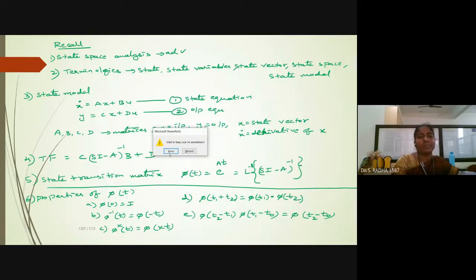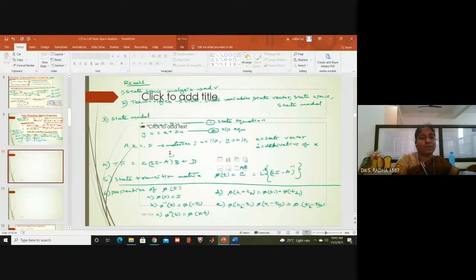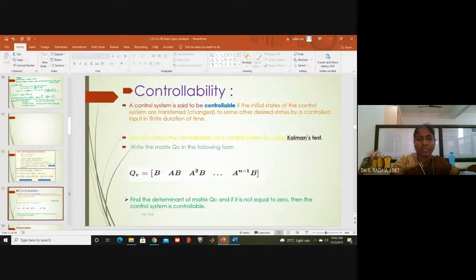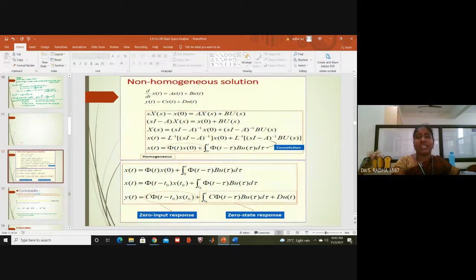These are the basics, or the theory, we discussed for state space analysis. The last topics, controllability and observability, I will take up in the next session.